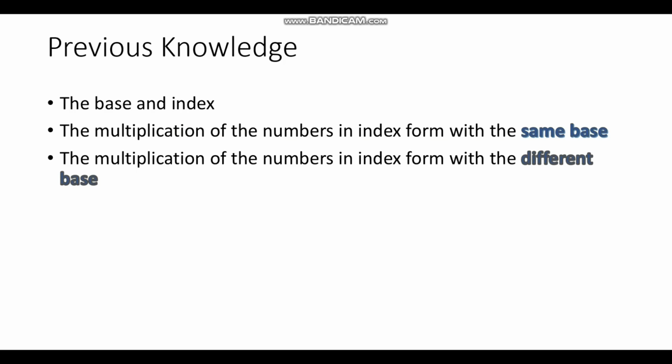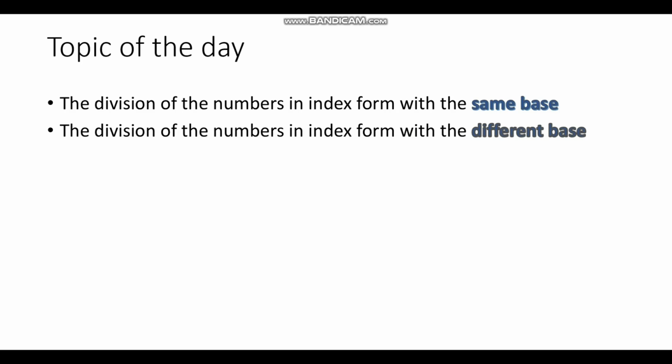For the previous knowledge, in the last video we learned about the base and index, and also the multiplication of numbers in index form with the same base and also with different bases. So today we are going to learn about the division of numbers in index form with the same base and also the division of numbers in index form with different bases.